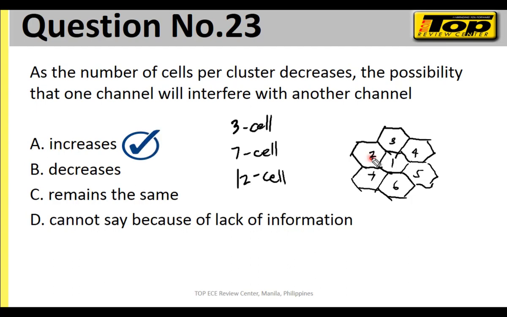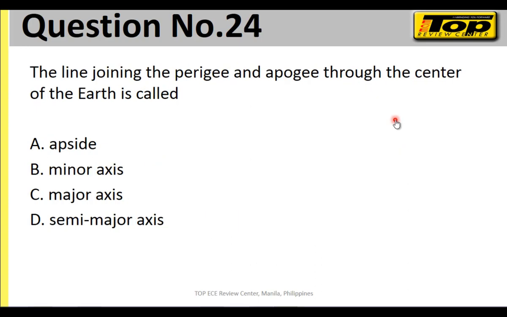Bakit? Kasi kapag yung number of cells mo nababawasan, yung katabi niya, for example, you have here cell 2. Tapos this will be another cluster. Yung cell 2, medyo malapit na doon sa another cell with the same frequency because of the frequency reuse. Okay? So what will happen? The possibility of interfering with another channel will become very high. Okay? Either co-channel or adjacent channel interference. Okay? So that is letter A for number 23, increases.